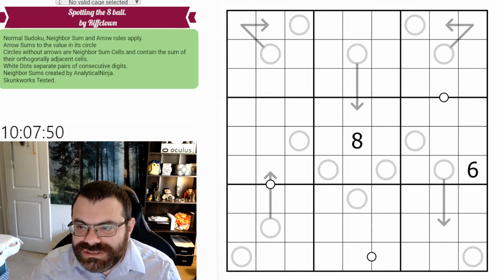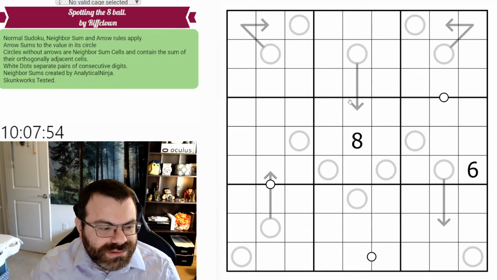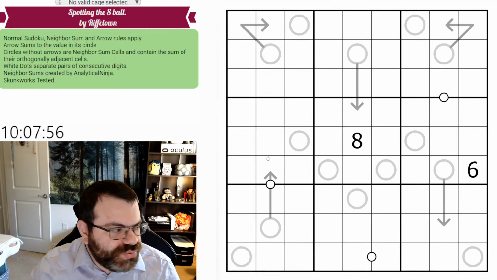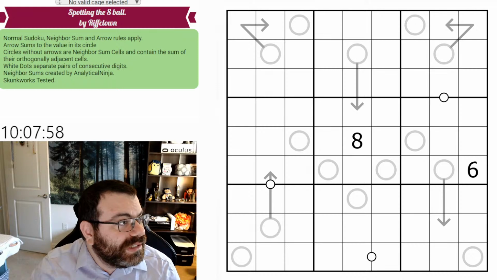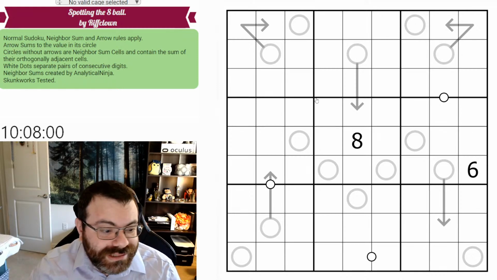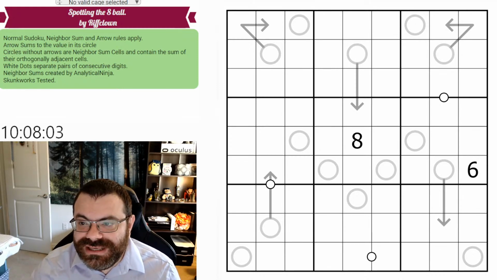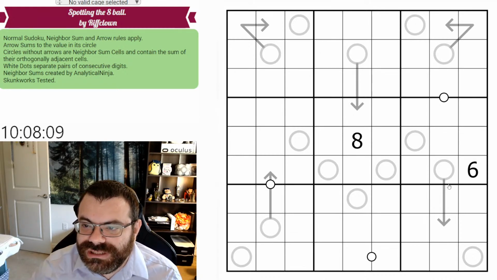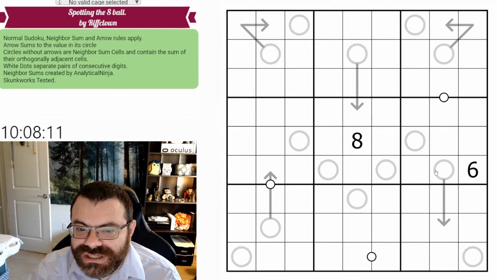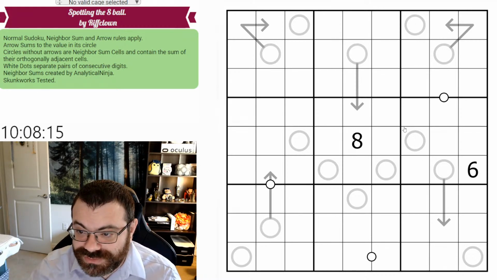All right, so shall we solve some Sudoku? This is called Spotting the 8-Ball. It's by riffclown. We have normal Sudoku rules. Neighbor sum and arrow rules apply. Okay, I think it goes over what those mean.